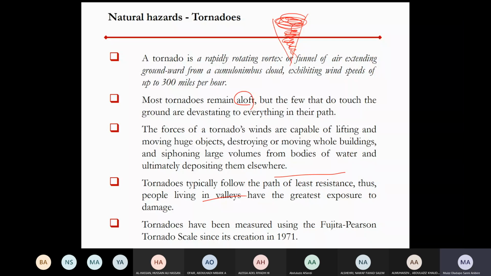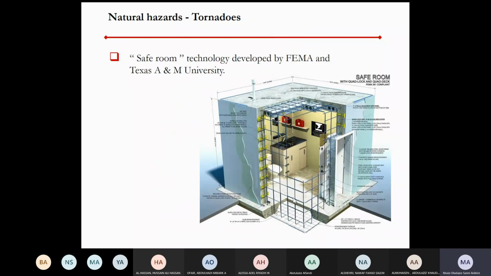So in measuring tornadoes, we have what you call the Fujita-Pearson tornado scale. It was created in 1971, and this one is used to measure tornadoes. This is an example of a technology to be used during tornadoes. It's called a safe room. It was developed by FEMA, the Federal Emergency Management Agency of the United States, and Texas A&M University. You can see the construction of the safe room in this section.